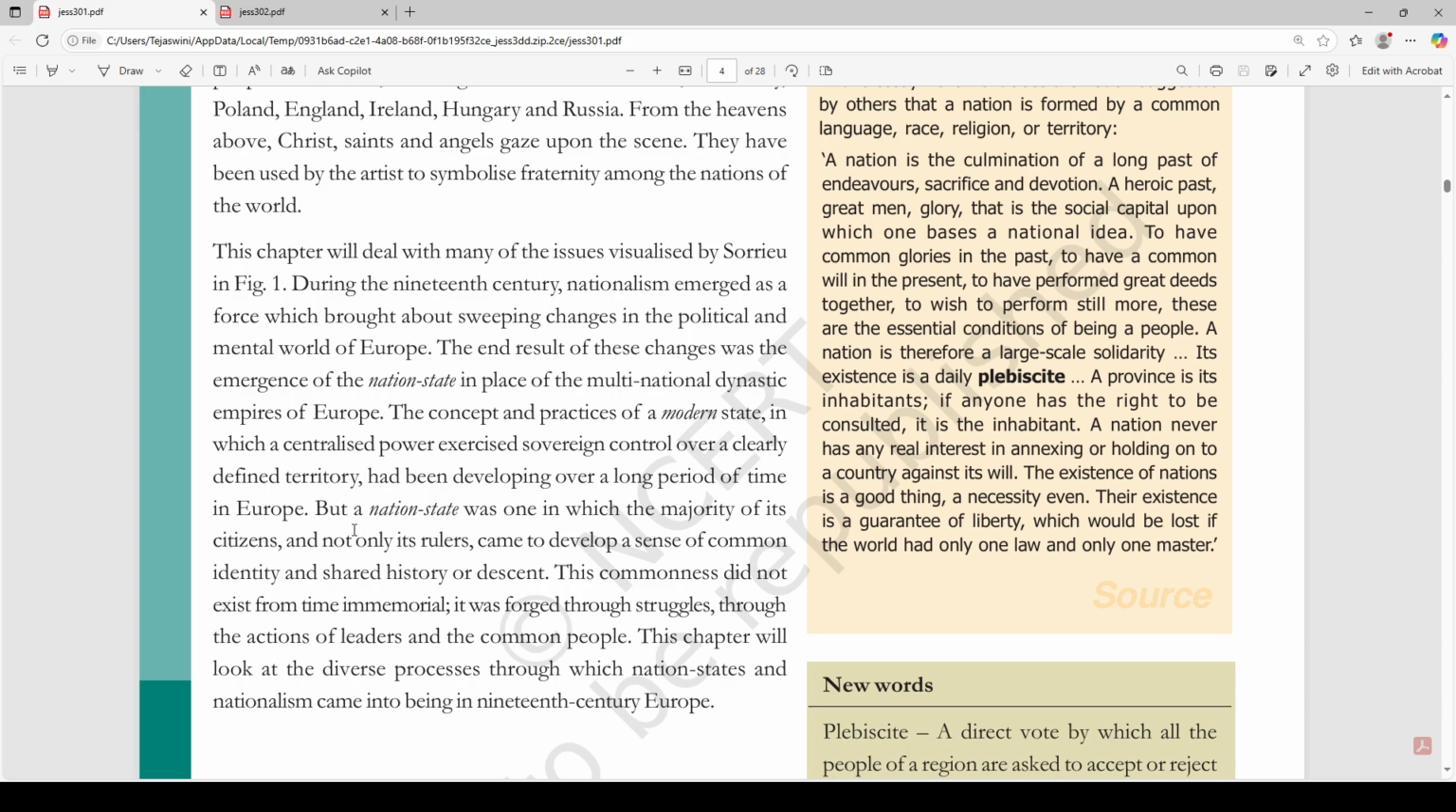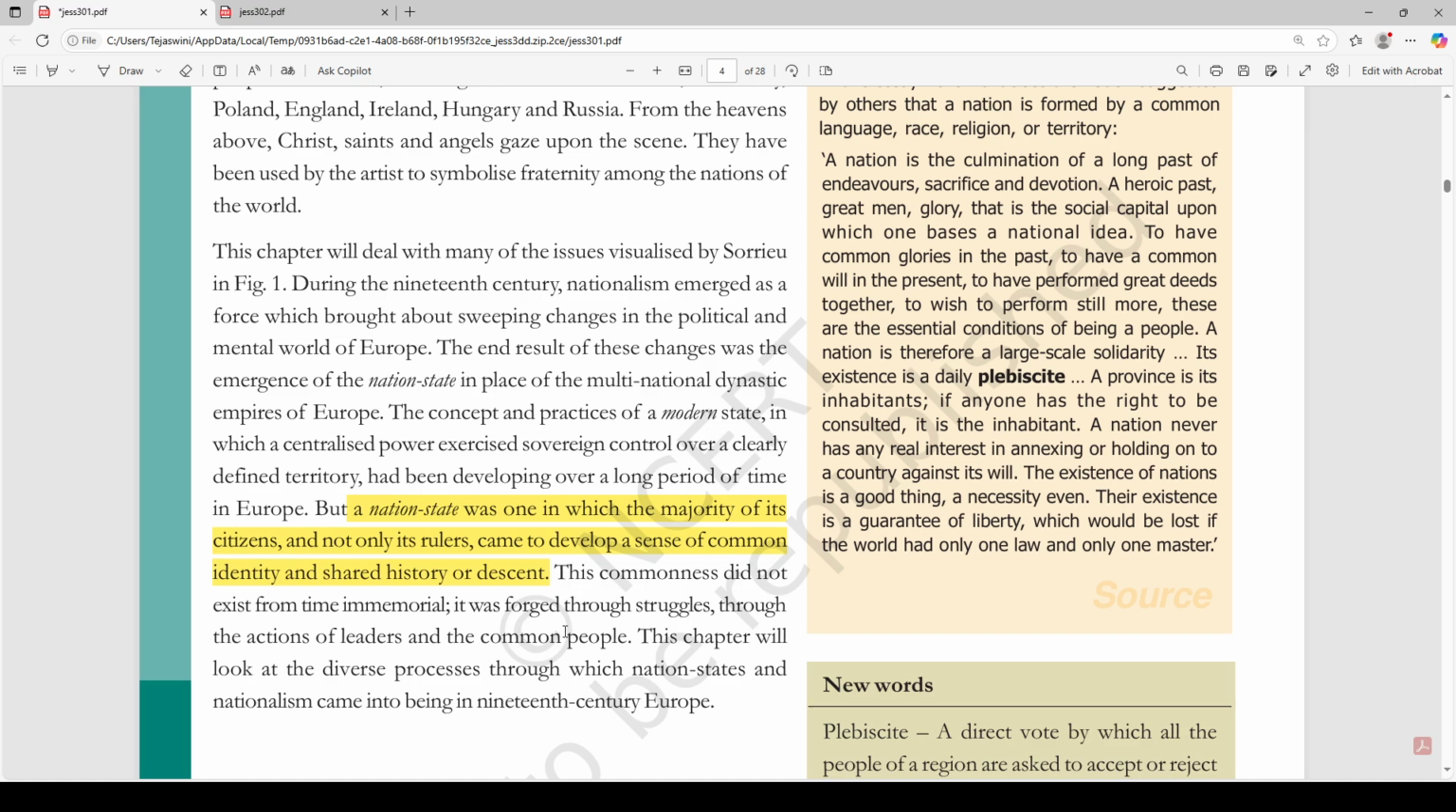Here you can see nation state. A nation state was one in which the majority of its citizens and not only its ruler came to develop a sense of common identity and shared history or descent. So this is the definition of nation state. Here it clarifies that the people, not only the ruler, along with the ruler, all its citizens together develop a sense of common identity to their country, their territory, their kingdom. So they share the same things, and it is known as nation state.